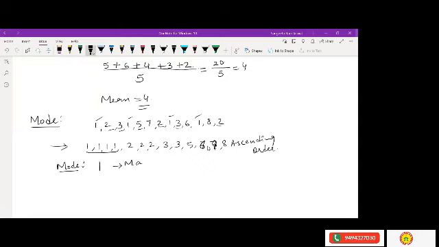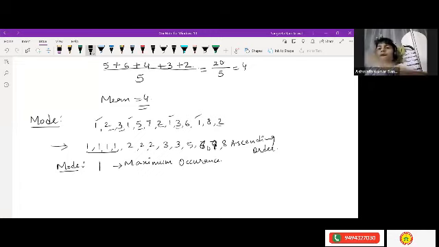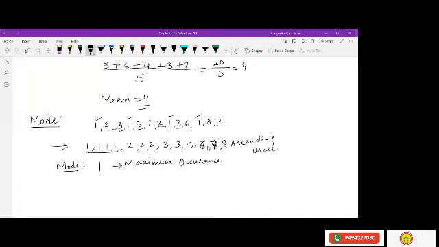So this is maximum occurrence. Whichever number has maximum occurrence, whichever is repeating the maximum number of times, that gives us the mode.